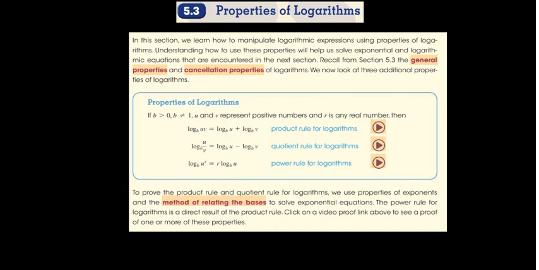And then lastly, the power rule. Notice how we have some log base b of u, and it's raised to some r power. Well, what we do with that r is we put it out in front. And that's it. That is the power rule. We just take that exponent and put it in front of the entire problem.